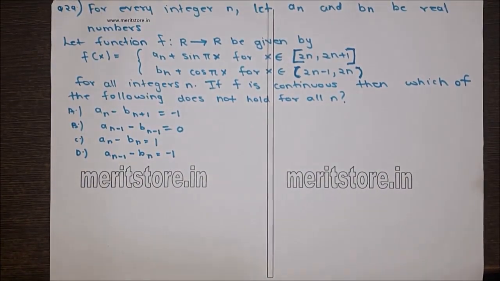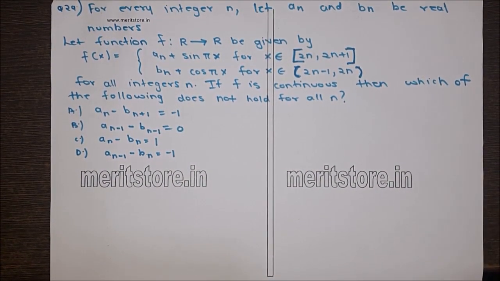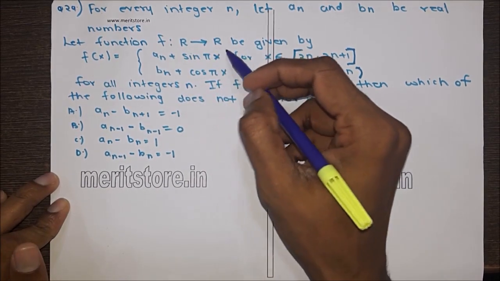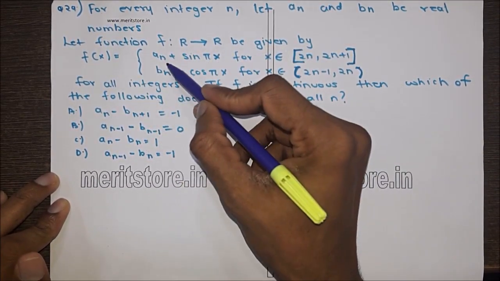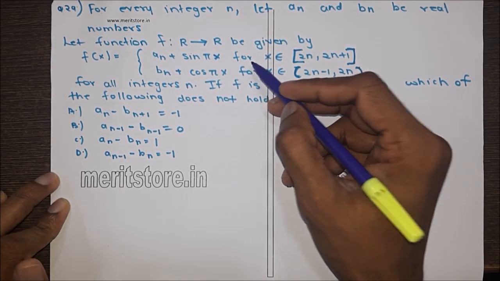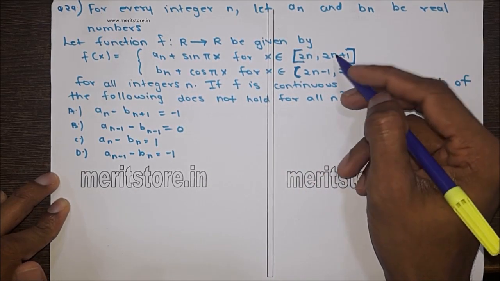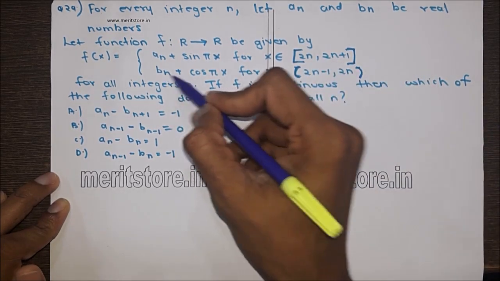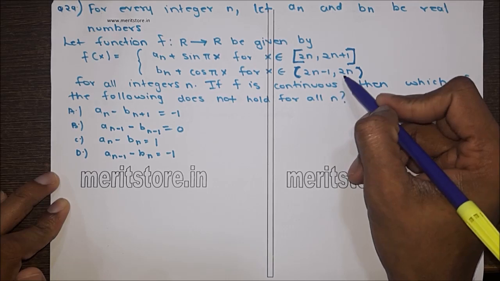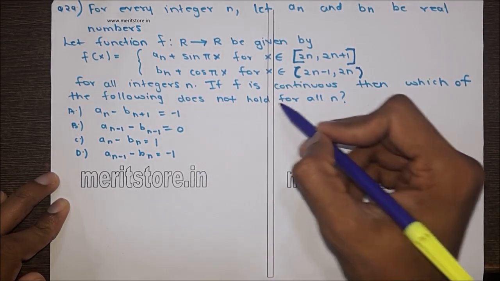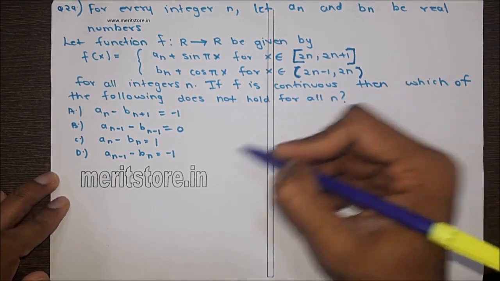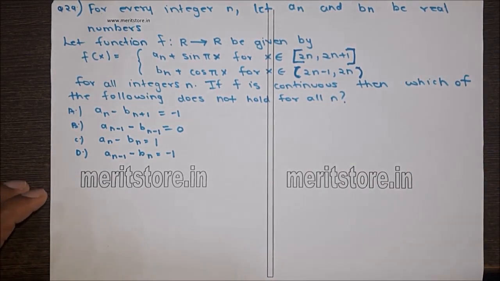Question 29. For every integer n, let a_n and b_n be real numbers. Let function f from R to R be given by f of x equals a_n plus sine pi x for x belongs to [2n, 2n plus 1), and b_n plus cos pi x for x belongs to (2n minus 1, 2n). For all integers n, if f is continuous, then which of the following does not hold for all n? We are given 4 options.